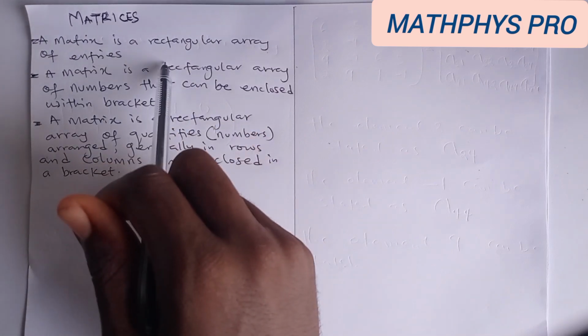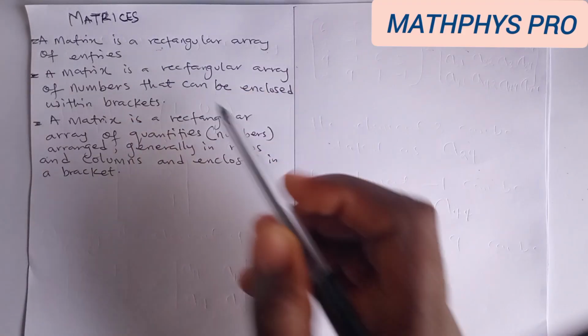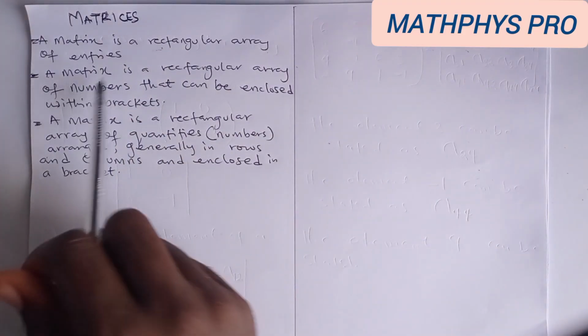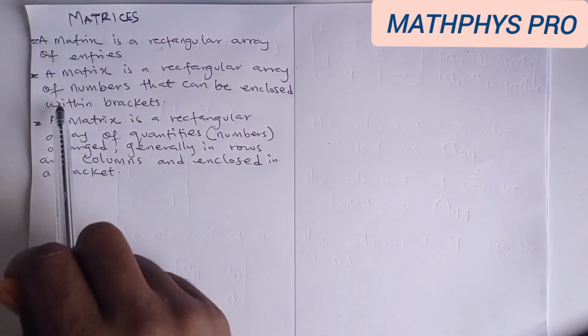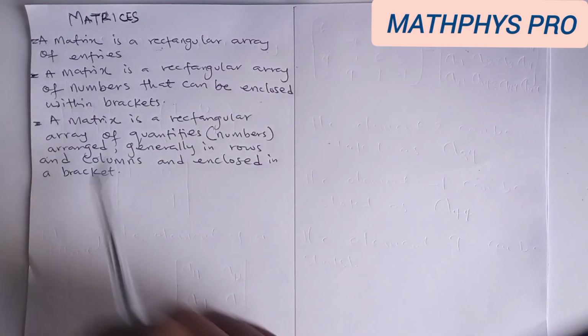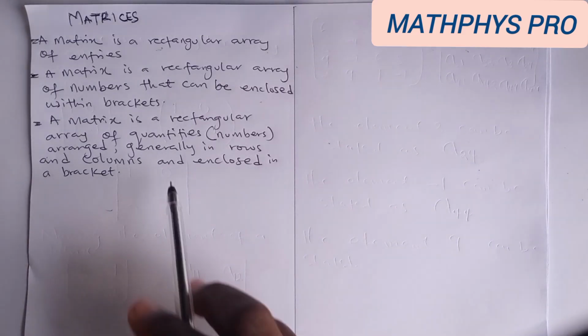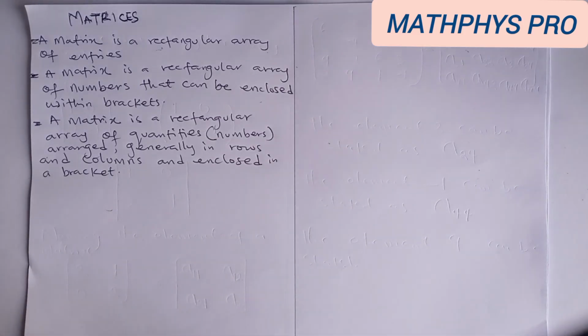A matrix is a rectangular array of entries. It must be in a rectangular form, and a matrix is also enclosed within a bracket. And another word for the quantities or the entries is numbers, and generally they are arranged in rows and columns. A matrix is arranged in rows and columns.